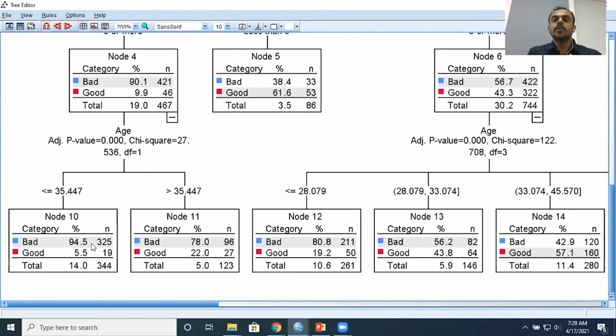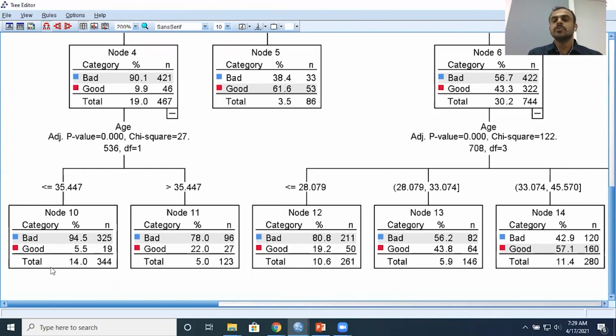says people belonging to the low income class possessing 5 or more credit cards, right? If they in the past have had 5 or more credit cards and their age is less than 35 years, a very, very dangerous sign. This is a terminal node, so I have to be very, very careful with this, because you make decisions based on the terminal node. What happens to the other category?